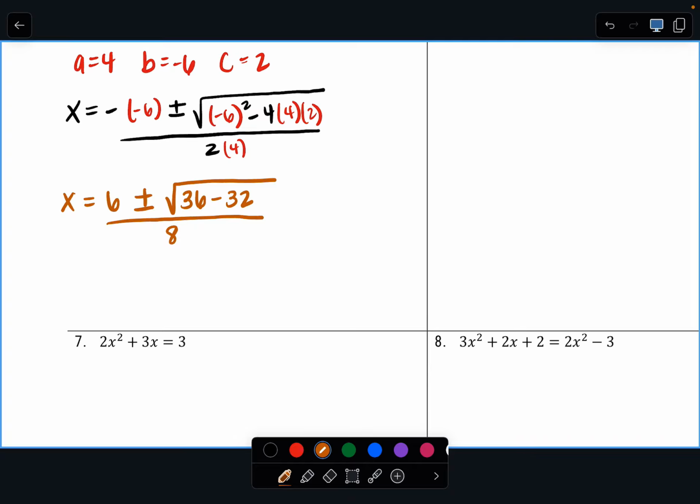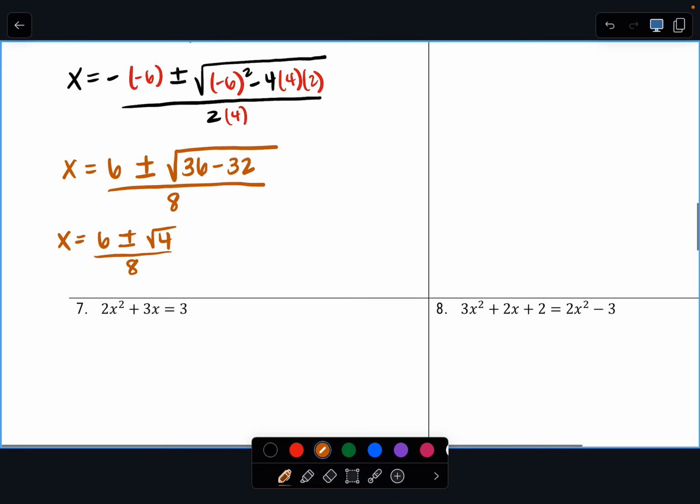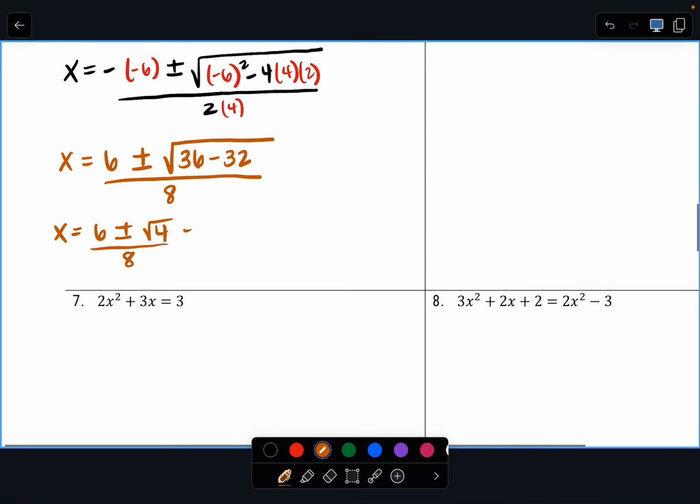What is 36 minus 32? Square root of 4 all over 8. Can I simplify the square root of 4? To 2. So 6 plus or minus 2 all over 8. What do you think we have to do, looking at our answers and seeing that there are no more radicals? We have to split it. We have to make our answers be two numbers.